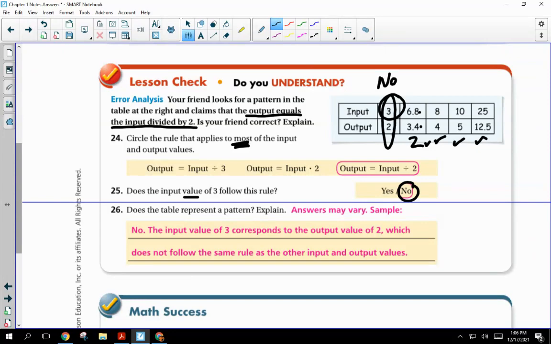Does the table represent a pattern? Explain. And again, answers will vary. Whatever you put could or could not be interpreted as correct. No, the input value of 3 corresponds to the output value of 2, which does not follow the same rule as the other input and output values. You could write all that down, or you could just do like this: 3 divided by 2 equals 1.5, which does not equal 2.